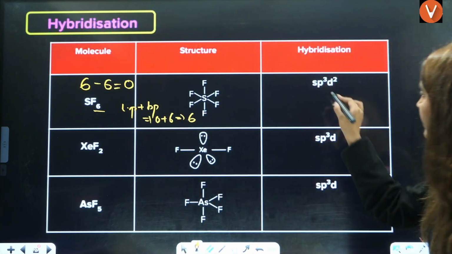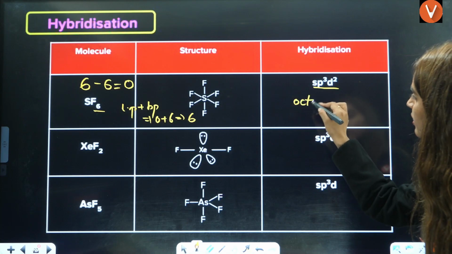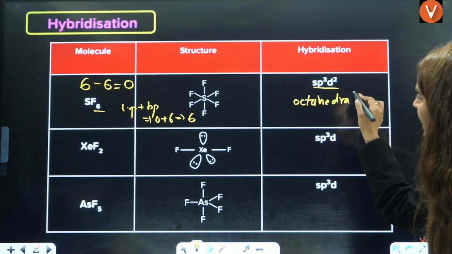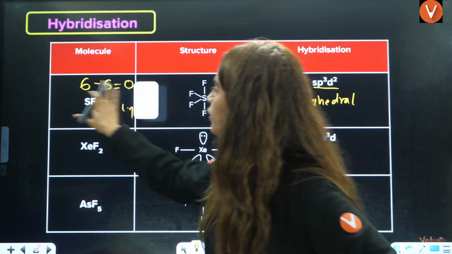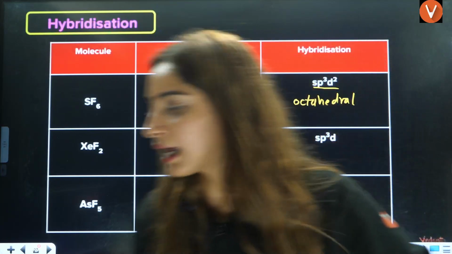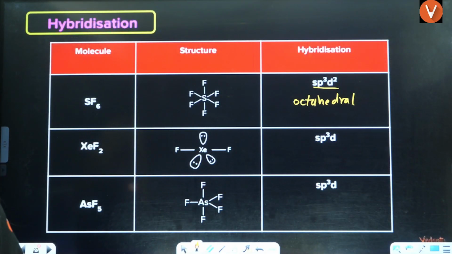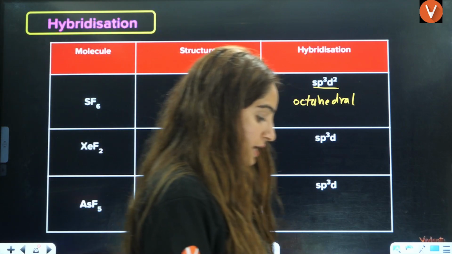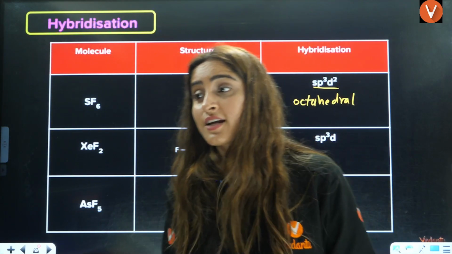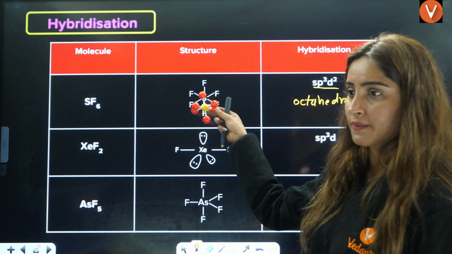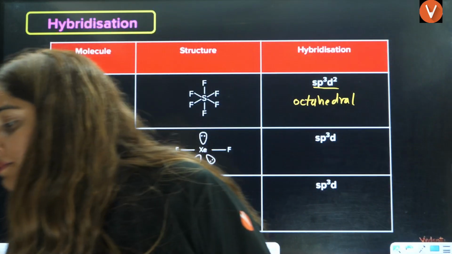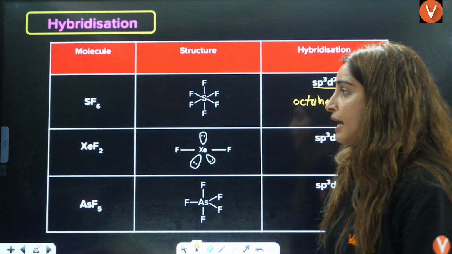6 means sp3d2. That is octahedral. So here what you will draw? Octahedral. You will draw this particular geometry of SF6. That's why I'm saying it's a very, very interesting chapter. SF6, right? Next, XeF2.